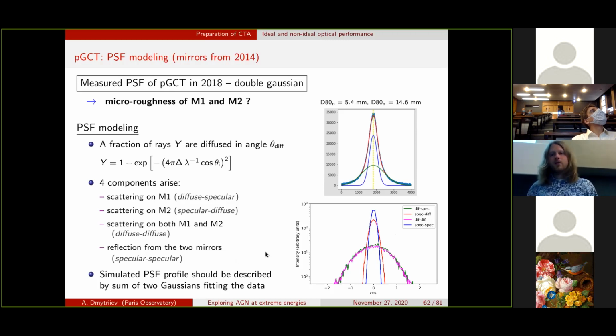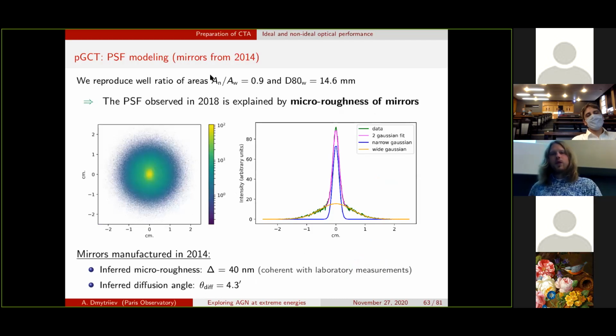And so the idea was to simulate the PSF in a way that the simulated profile of the PSF is described by the same double Gaussian as the actual real data. So these parameters should match, and also the ratio of the areas below these Gaussians. We reproduce well the ratio of the areas and the width of the wide component, while we slightly underestimate the width of the narrow one, which might be due to omitting the misalignment errors. But overall we reproduce the PSF quite well.